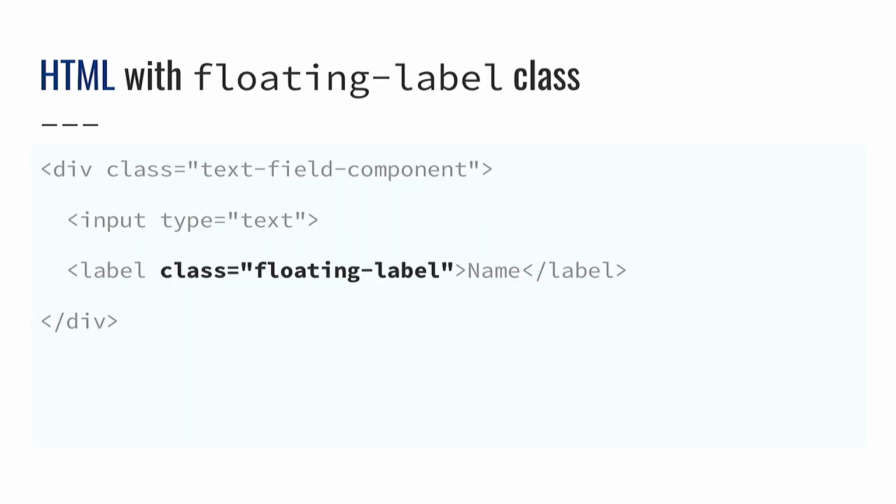OK, so let's style the text field when the label is floating. So pretend that this floating-label class has already been added to our label element in HTML. And then we'll actually add it later. But for now, just pretend it's there so that we can style it using CSS.